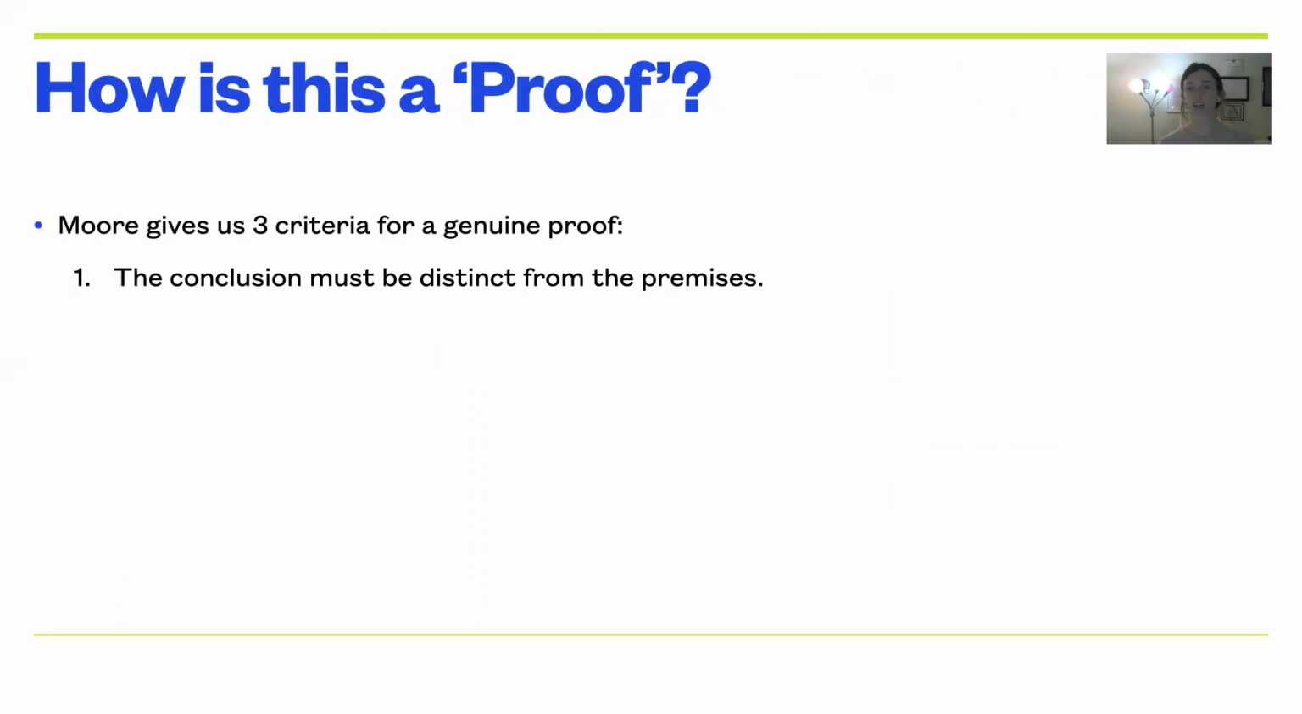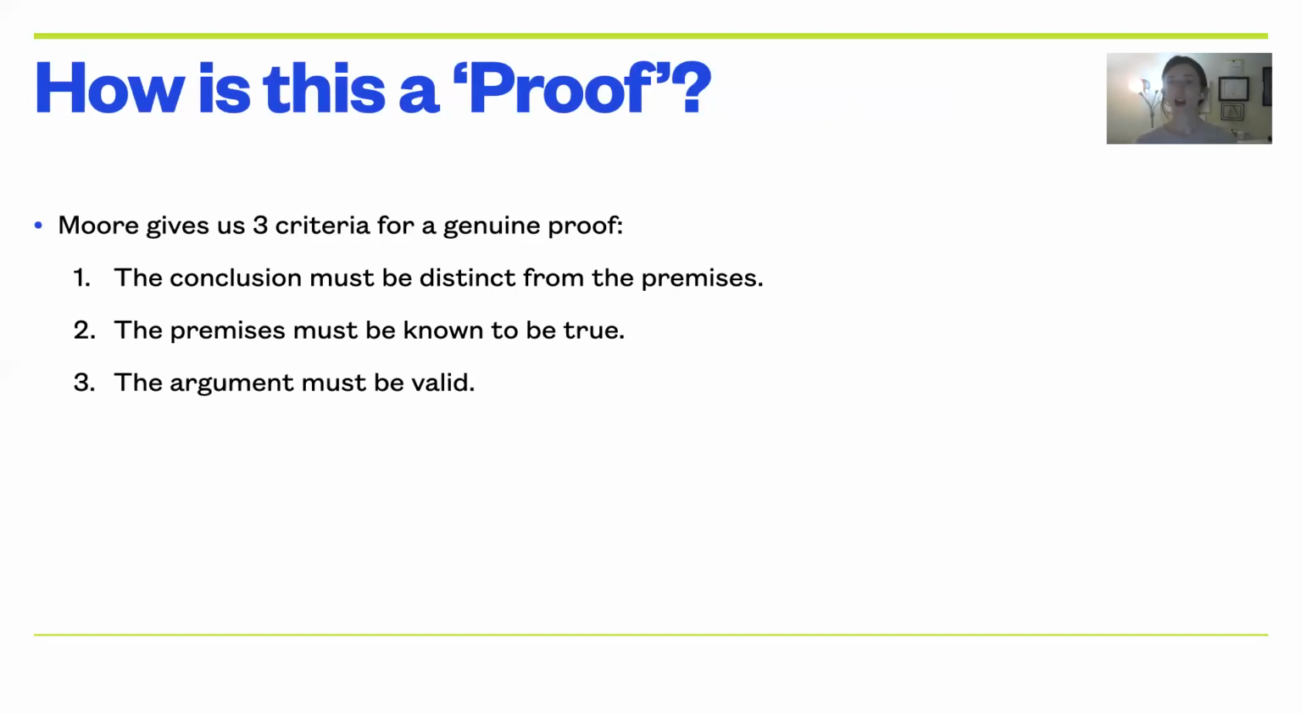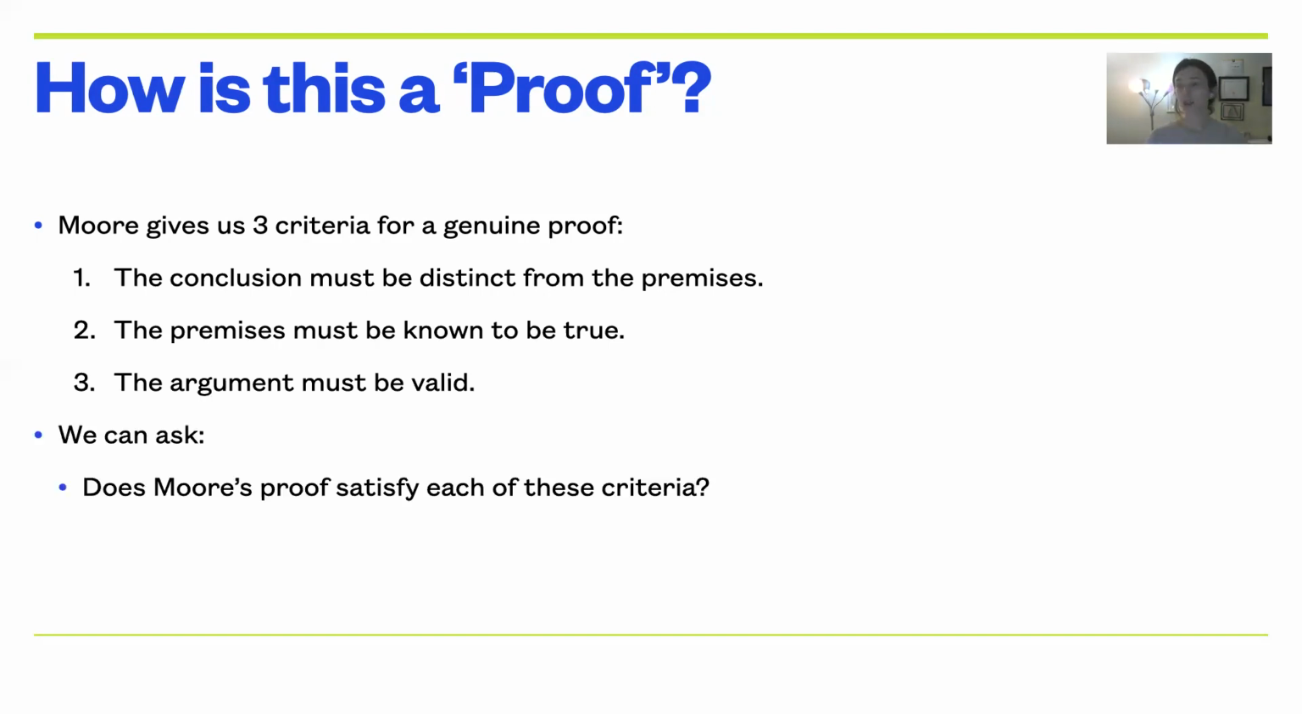The first is that the conclusion must be distinct from the premises. The second is that the premises must be known to be true. And 3, the argument must be valid. So we can assess for Moore's argument whether or not he's given us a genuine proof using his own criteria. But we can also ask whether these criteria are really sufficient for a proof, or if there's anything else that he missed.